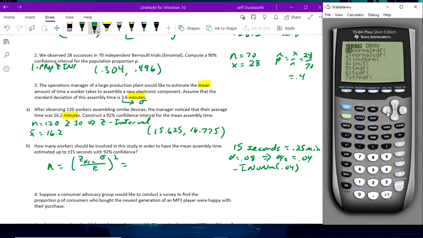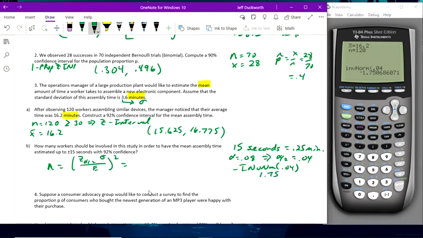Second bars, inverse norm, 0.04, gives us negative 1.75. Negative of that is 1.75. So this is 1.75. Sigma is again 3.6. And E we calculated to be 0.25, all squared. Comes out to be 635.04. We have to round up. That's the rule. So 636, and minutes is our units. So we're good with that.